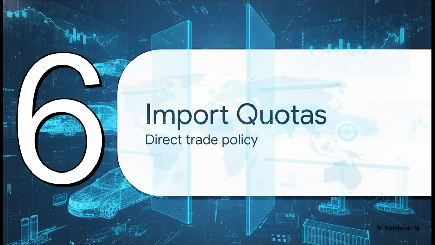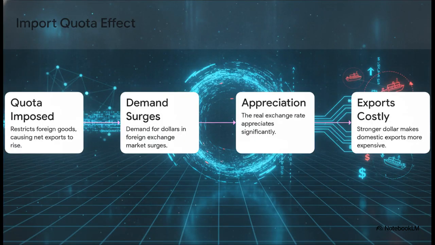Section 6. Simulation 2. Import quotas. Let's reboot the system and trace a completely different data stream. What happens if a government applies a direct trade policy, like slapping a quota on imported cars? Step 1. The import quota artificially restricts foreign goods coming in, meaning net exports initially try to rise.